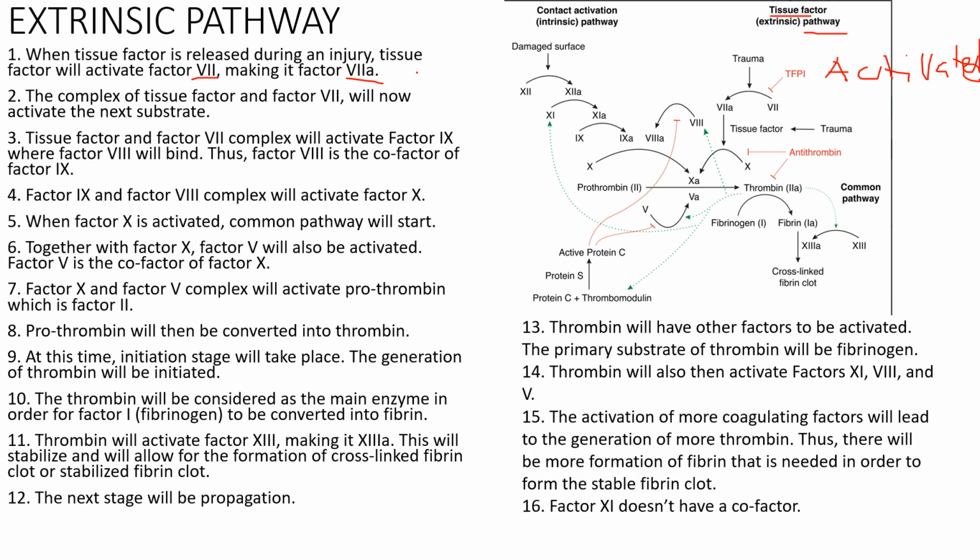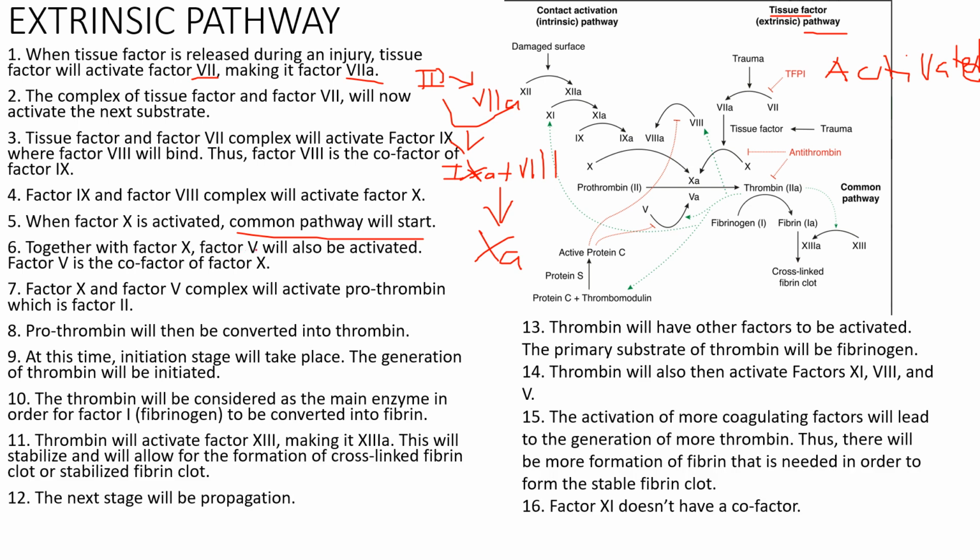So again, it starts with your factor 3. Factor 3 will bind or will activate factor 7. Now this complex will now activate your factor 9 with the combination wherein factor 8 will bind to it, which is the cofactor of factor 9. Now factor 9 and factor 8 complex will activate factor 10. And once factor 10 is activated, this is the start of your common pathway.